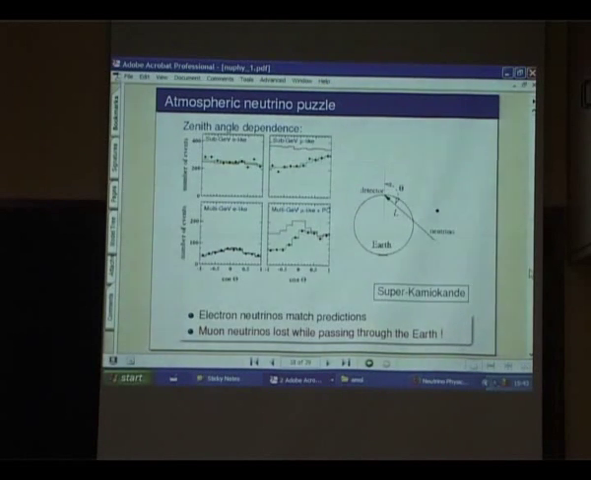We'll go through this in detail. I just mention what happened. When you look at electron neutrinos, they work very fine. Whatever you expect, you find them. When you look at muon neutrinos, when they come from the top, they are perfectly fine. We observe what we expect, almost. When they come from the bottom, we see that some of them are lost when they pass through the earth. So that's a problem.